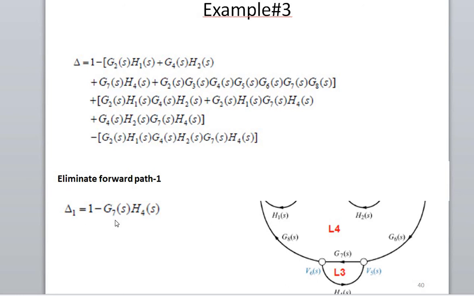Now we have to find delta 1. What is delta 1? That part of delta that does not touch the first forward path.